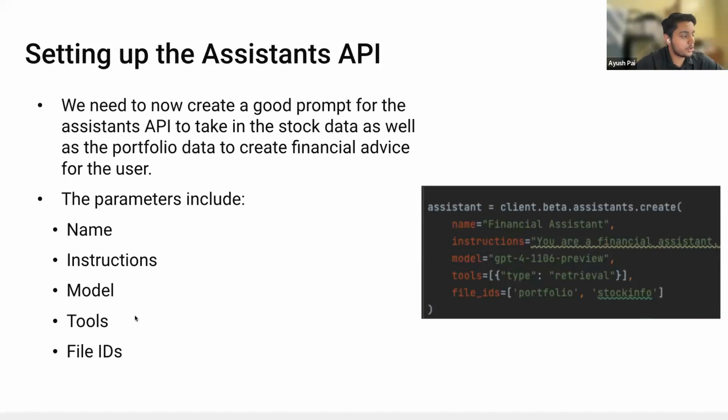So we have name, instruction, model, tools, file IDs. Name is just the name of your assistant. It can be anything you want. You can have the instructions, which we'll talk about on the next slide. The model, which is the specific model you're using from OpenAI. The tools, which you're specifying which tool you want to use. You can use multiple tools up to 128. And the files, and you can use multiple files here as well. As you can see in this example, I'm using the portfolio of the user and I'm using the stock info.